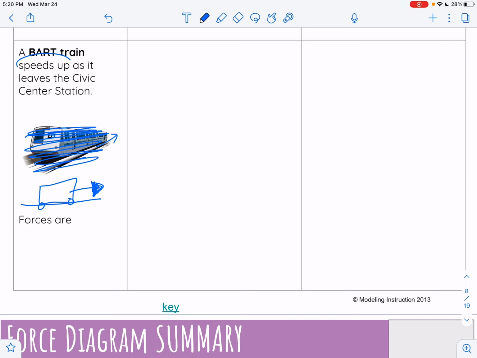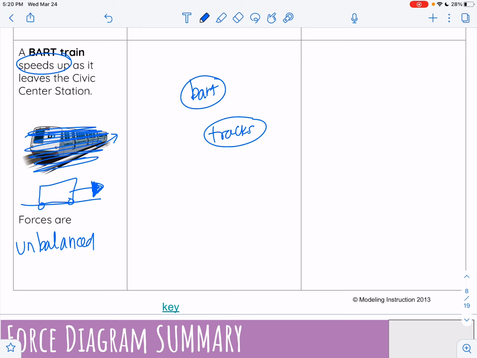Yeah, but okay, so if it speeds up, the forces are going to be unbalanced. And I'm going to have the BART, the tracks, and the earth. You don't want to call it train and tracks because they both start with a T. So you want to try to choose things that have different letters.